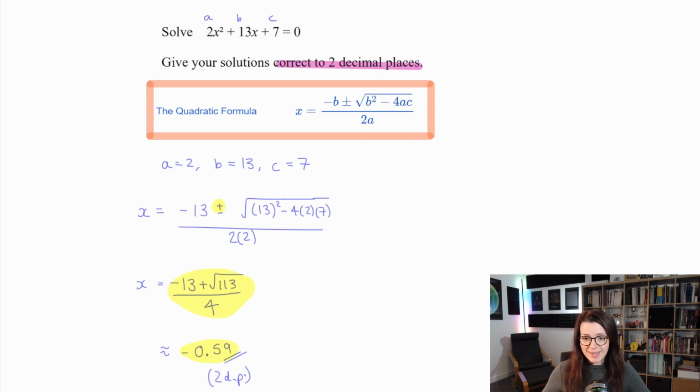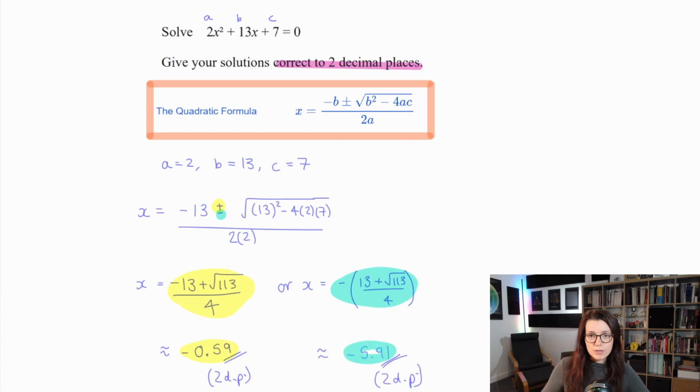We then go back and change that plus to a minus, press equals and see what comes out. And in this case, there's a minus in the front, and then 13 plus root 113 over 4. In the calculator, you won't see those big brackets, but the minus will be in front of the fraction, so it applies to the whole fraction. And that's what happens when you use the minus button. As a decimal, that is roughly -5.91 to 2 decimal places. And those are your two answers.